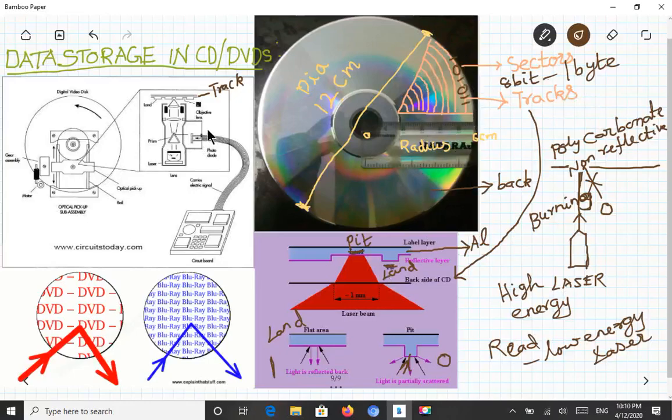So this is the reader. For reading purposes we will use a photodiode or photodetector. This is for reading, the photodetector, which will detect the light and convert it to an electrical signal. So this will become analog.